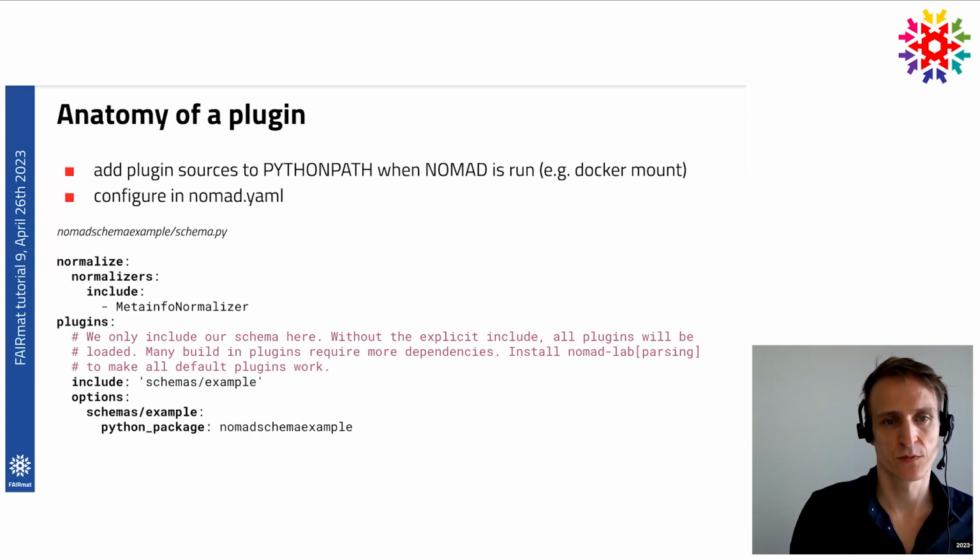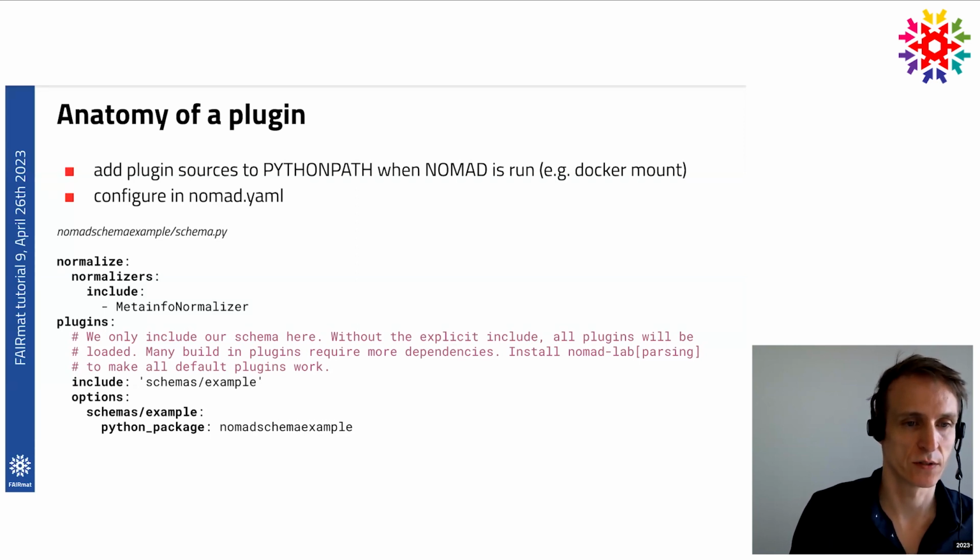So you basically install the Nomad Lab package, and with it you get the Nomad command line tool, and with this you can run a parser, for example. Or you could parse some piece of data and test whether your schema works with this data. In order to make this work, your Python code needs to be added to the Python path. So you need to add, for example, your local directory to the Python path, and then you can use the Nomad command, and the Nomad command will then know about your schema code.